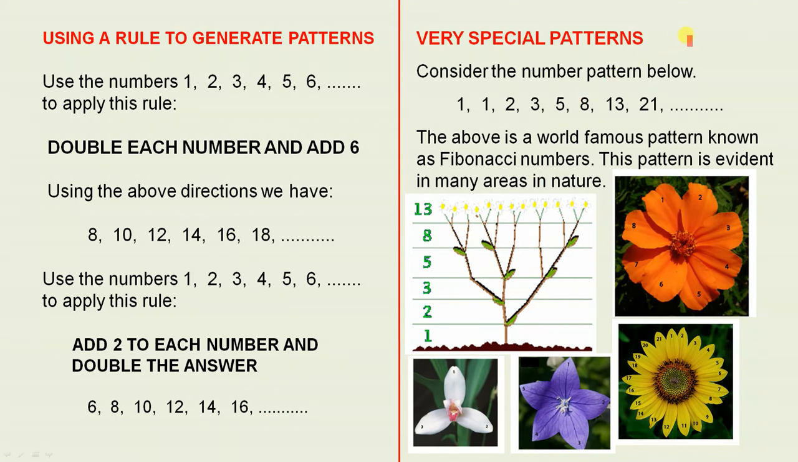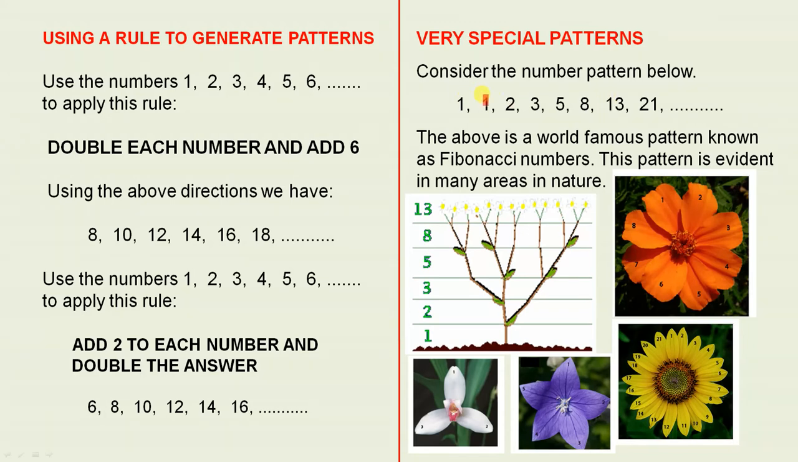Now let's look at some very special patterns. Consider the number pattern below: 1, 1, 2, 3, 5, 8, 13, 21, etc. The above is a world-famous pattern known as Fibonacci numbers. This pattern is evident in many areas in nature.